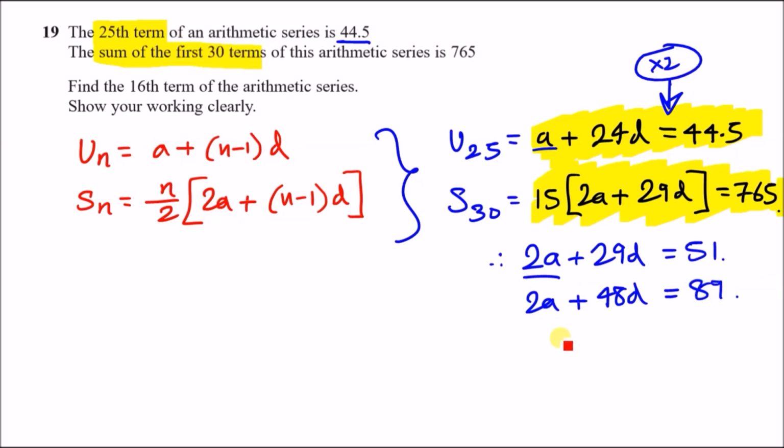Now I'm going to subtract these two equations here to eliminate the 2a's, yeah? But I'm going to subtract it upside down. So I'm going to do this equation, subtract the top line. So 2a take away 2a, 0. 48d take away 29d is, what did I get? I got 19d. And 89 take away 51 is 38. You could do it upside down, but you just get negative signs. And then dividing 19 across, you get a common difference of 2.